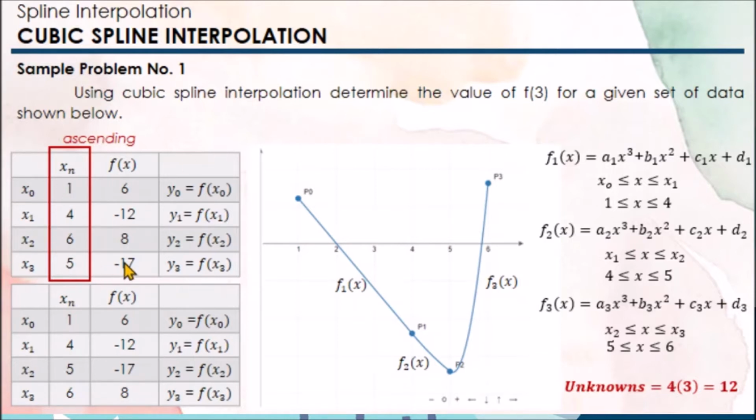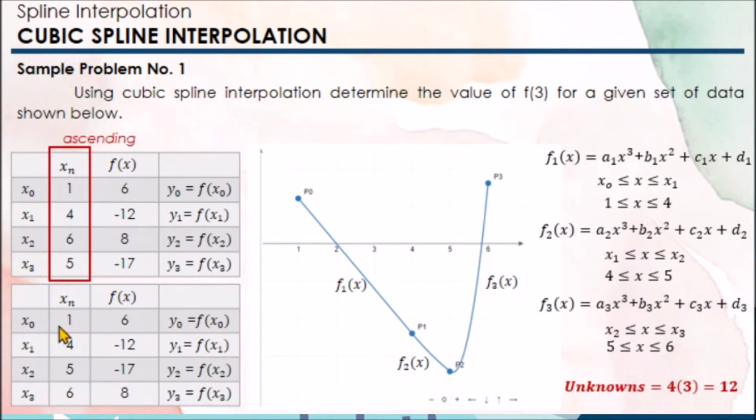So the data given here is the same with the one we used in quadratic spline interpolation. So we have x: 1, 6, 4, negative 12, 6, 8, 5, and negative 17. So again, before tayo mag-start, kailangan yung ating x sub n must be arranged in ascending order. So, rearrange lang natin yan. So we have x: 1, 4, 5, 6, and then y: 6, negative 12, negative 17, 8. So, dito lang magbabago sa x sub n, and then ka-pair niya dapat to pag nagbago ng ayos.